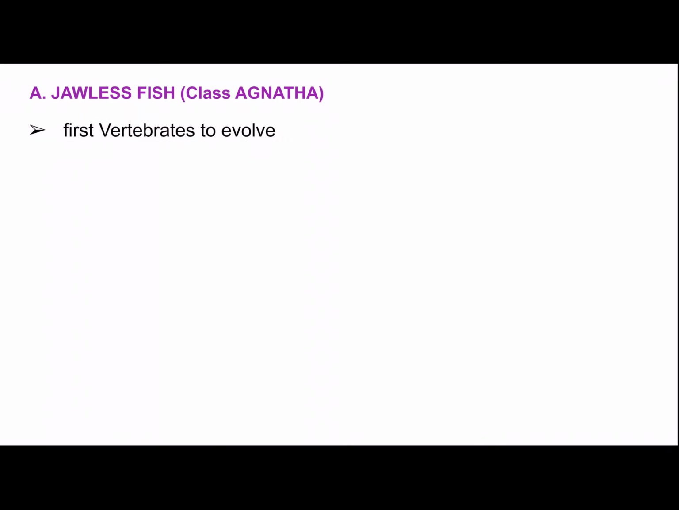These were the first vertebrates to evolve. They have modified fins, but they swim with snake-like motions. They kind of resemble eels, but they're not eels. They are a particular type of fish that looks like a snake or an eel.